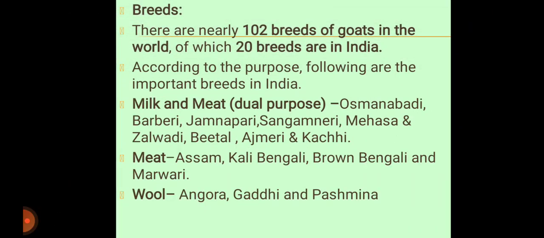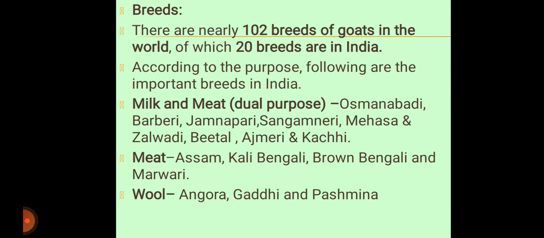Breeds. There are nearly 102 breeds of goat in the world, of which 20 breeds are in India according to the purpose. Following are the important breeds in India: milk and meat dual purpose breeds Usmanabadi, Barbari, Jamnapari, Sangamneri, Mehsana, Jalwadi, Beetal, Ajmeri, Kachni. These are the dual purpose breeds.